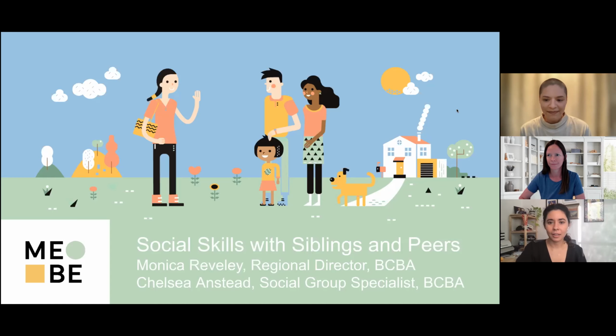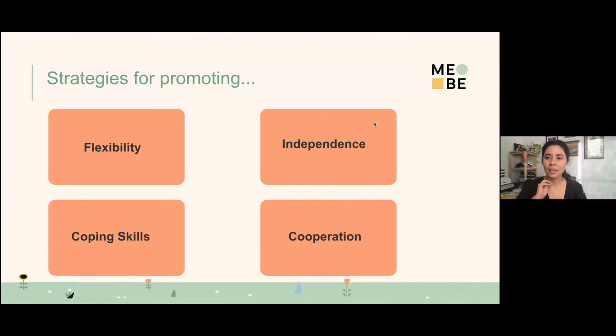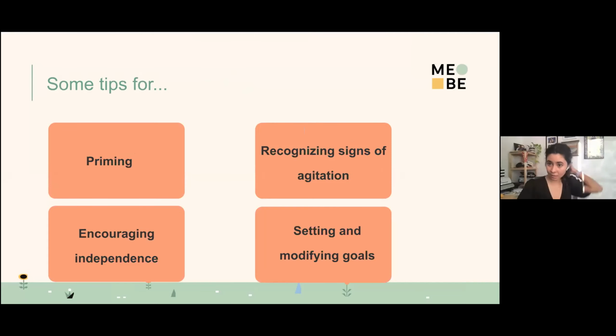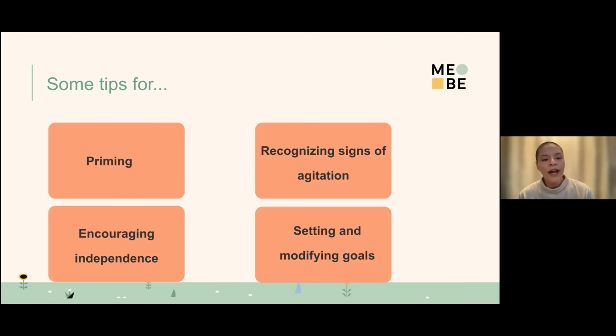Okay, so today we're going to go over some strategies for promoting flexibility, independence, coping skills, and cooperation when playing with siblings and peers. We also have some tips for priming, recognizing signs of agitation, encouraging independence, and setting and modifying goals.